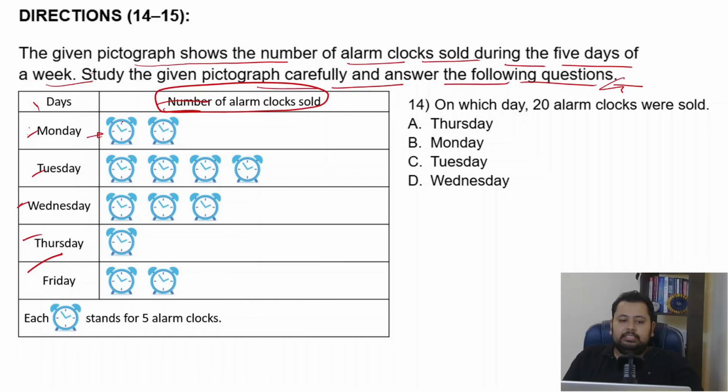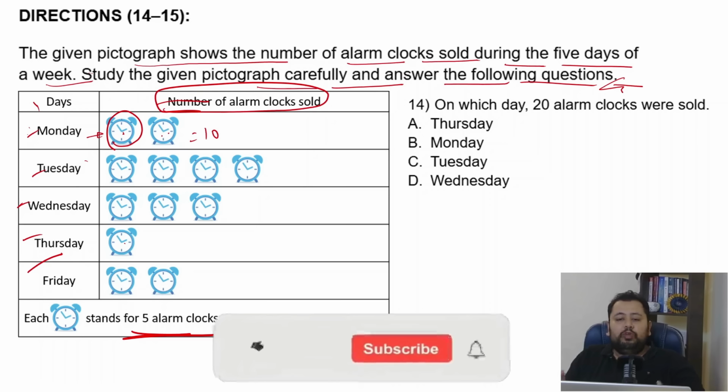Now, remember, this is not one and two alarm clocks sold. So, one image of alarm clock represents how many alarm clocks? It represents five alarm clocks, right? So this will then become 5 plus 5, that is 10 alarm clocks, right? So you'll have to find how many alarm clocks are sold each day, and then you have to answer question number 14 and 15.